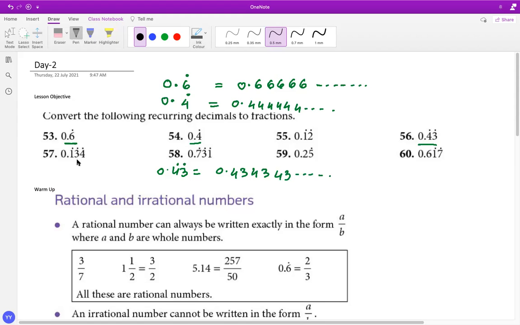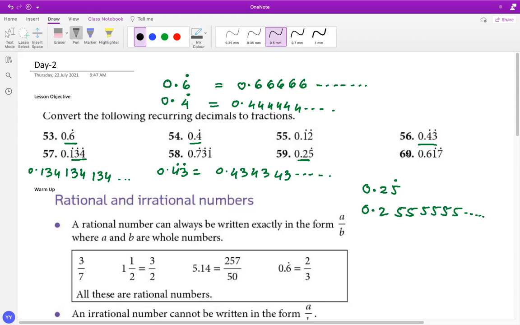When you see the dots on all three of them here, it means that it is 0.134, 134, 134, and so on. So this is just the decoding of the dot on the top. Similarly, if you have 0.25 with the dot only on 5, what this means is 0.2 and then after that 5 is recurring.